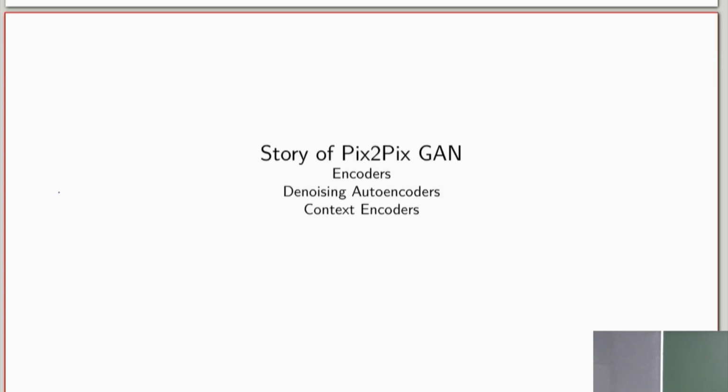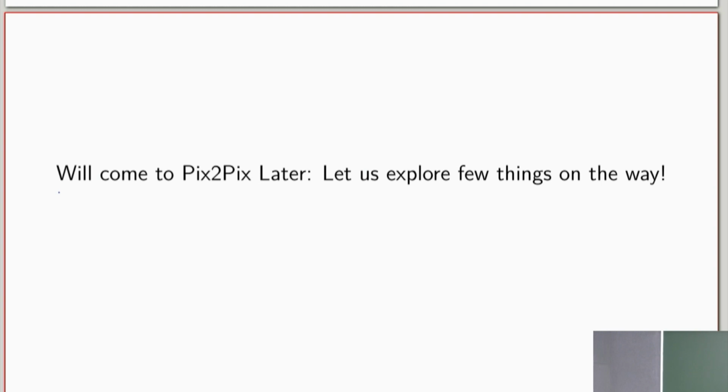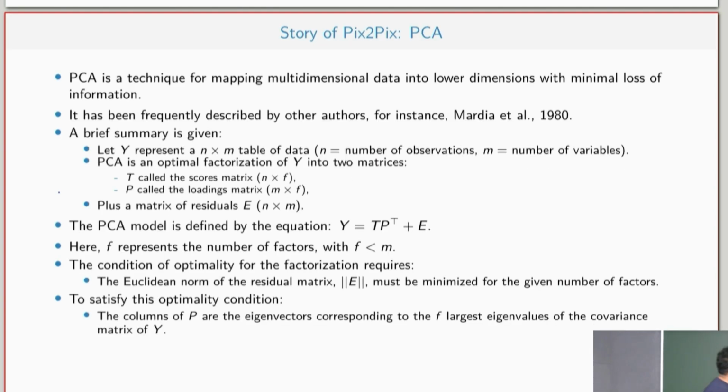But before going there, there are a few things we should recall. Encoders, denoising autoencoders, some historical context will be useful. Maybe you are aware of autoencoders, maybe not, I don't know. Denoising autoencoder is an interesting idea, and they are all related, and then the context encoder. So let us see these characters in this story. We'll come to pix to pix a bit later. Let us explore a few things and learn a few things on the way.